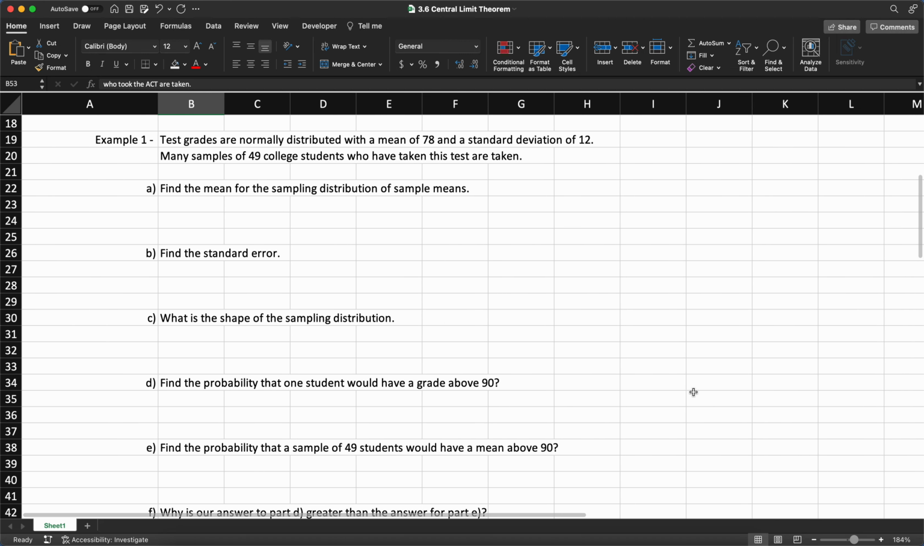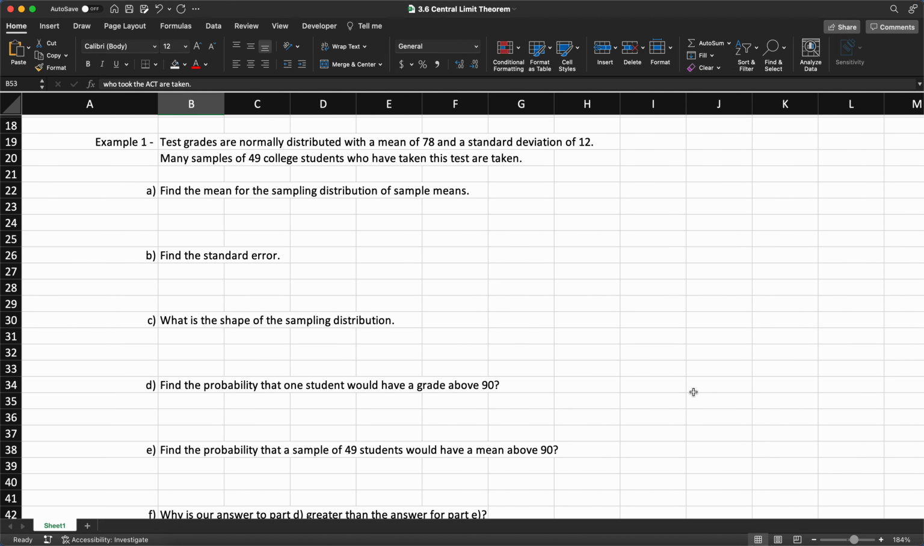So here we have example 1. Test grades are normally distributed with a mean of 78 and a standard deviation of 12. We just know that this test grade that's given to college students has this mean historically and standard deviation. And we take many samples of 49 college students who have taken this test. Okay? We want to find the mean for the sampling distribution of sample means.